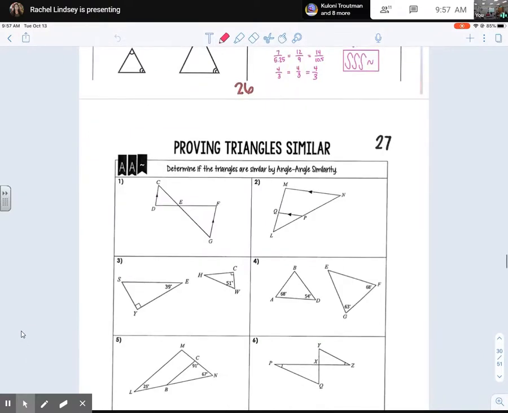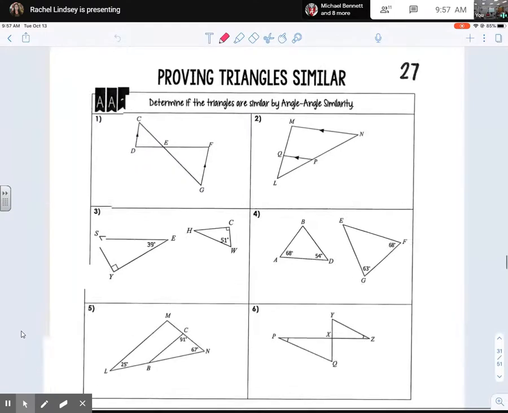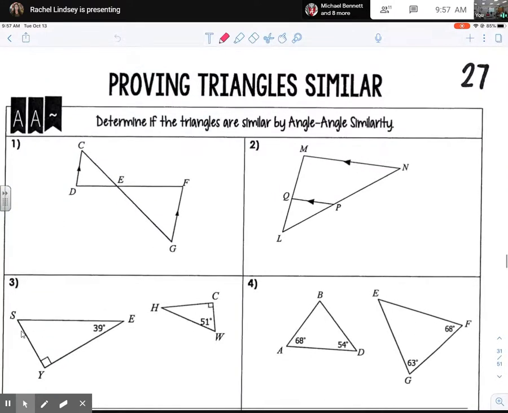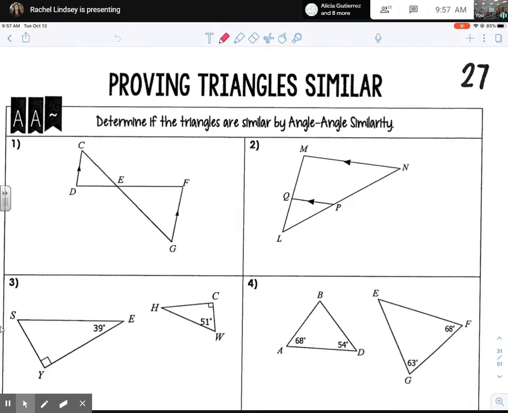So on page 27, we are going to be looking at the first 6 and see if we can prove those by angle, angle similarity. So it says determine if the triangles are similar by angle, angle similarity. On number 1 on page 27, we need to see if we have any congruent angles.